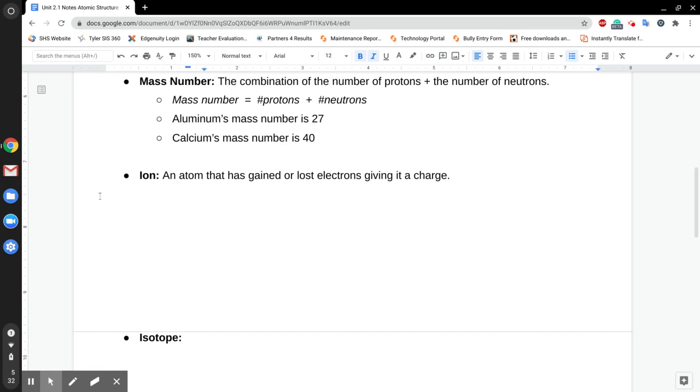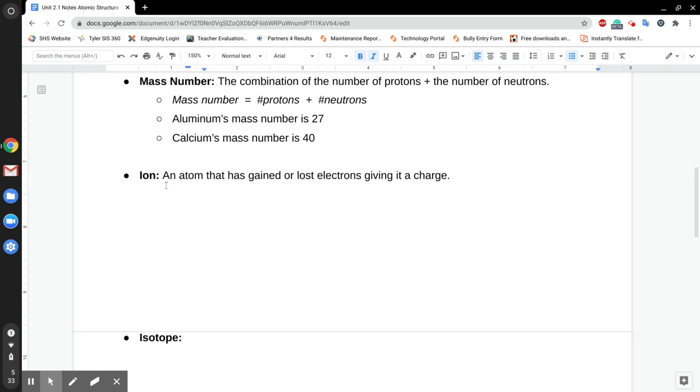Remember, your electrons are negatively charged. An electron carries a decent chunk of energy and surrounds the nucleus of an atom. An electron has a negative charge, a proton has a positive charge, and a neutron has a neutral charge. It has no charge.